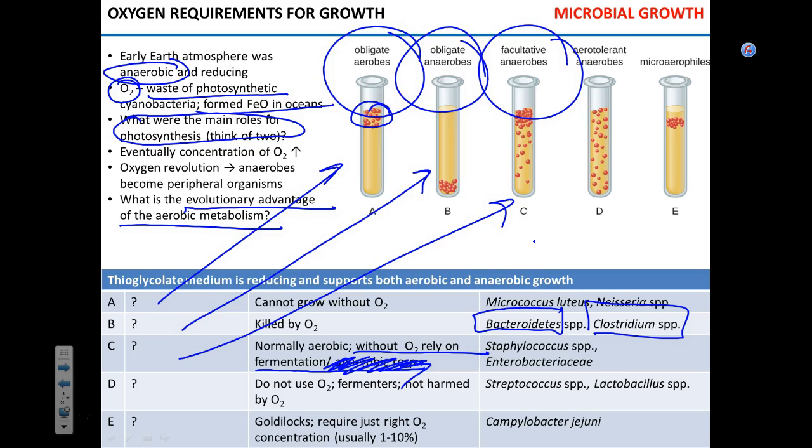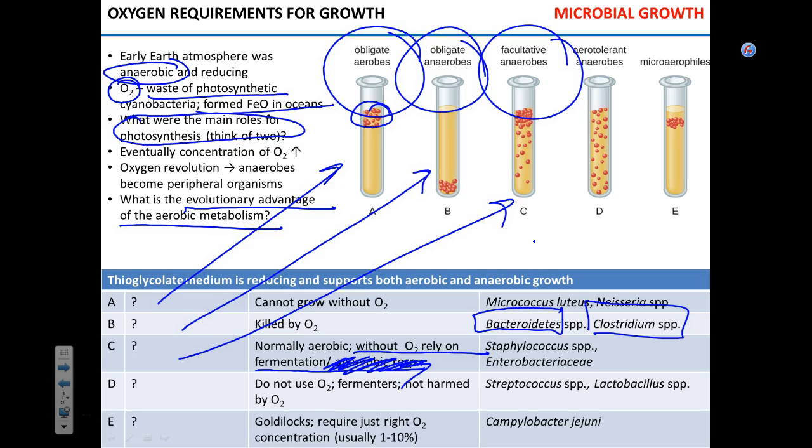Obligate means what? Must. Then facultative. Yeah, I don't have to. Okay? So facultative means that they may be anaerobes. They can be anaerobes, but they don't have to. Does that make sense? So facultative anaerobes can use fermentation when oxygen is not available.